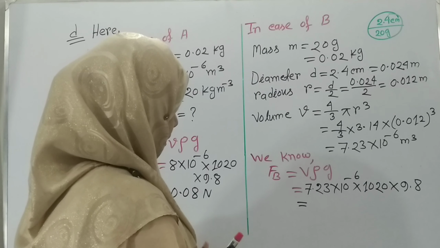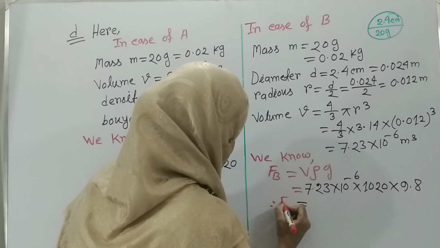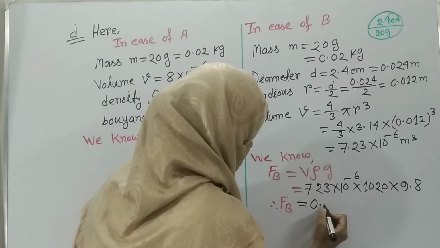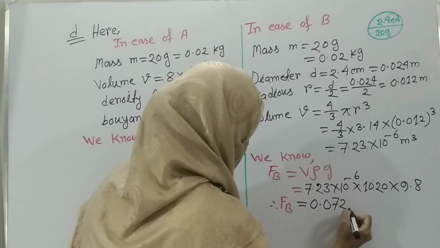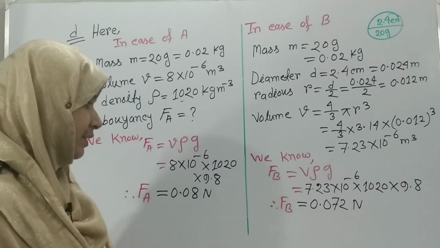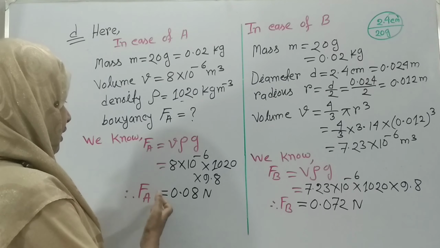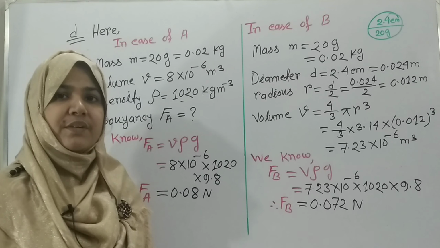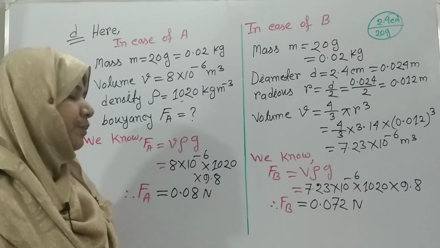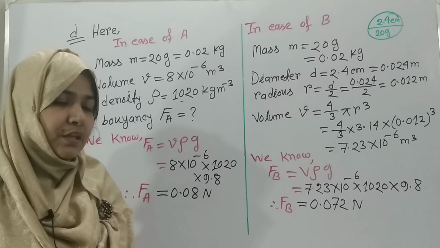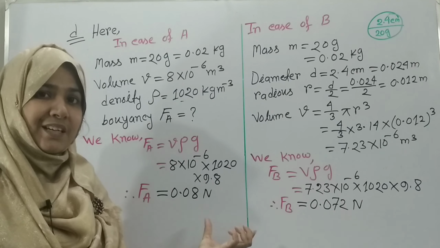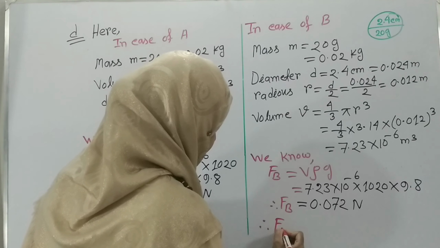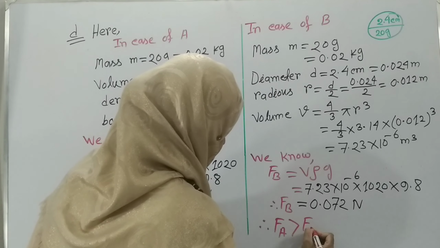So the value of buoyancy force on B will be 0.072 Newton. As you can see, the buoyancy force of object A is 0.08 and of object B is 0.072 Newton. That means the two objects will not feel the same buoyancy. The buoyancy exerted on object A will be greater than on object B. That is FA greater than FB.